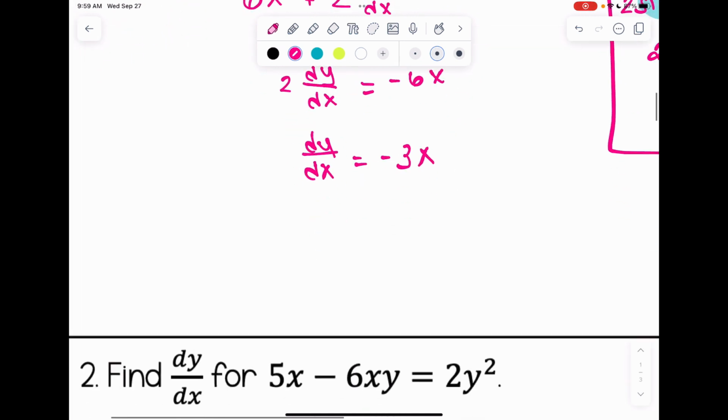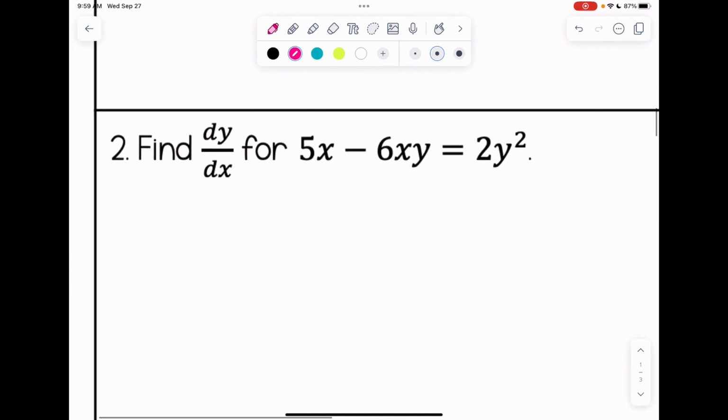All right, let's take a look at a much harder example here. So number 2, find dy/dx for 5x minus 6xy equals 2y squared. There's a couple of reasons this problem is going to be harder. First of all, there are 2 terms that have a y. Look at the equation. Notice there's 2 different y values. And over here, I really am going to have to apply the product rule because I have 2 functions being multiplied by one another. So I'm going to think about this as the product of 2 functions, 6x times y.